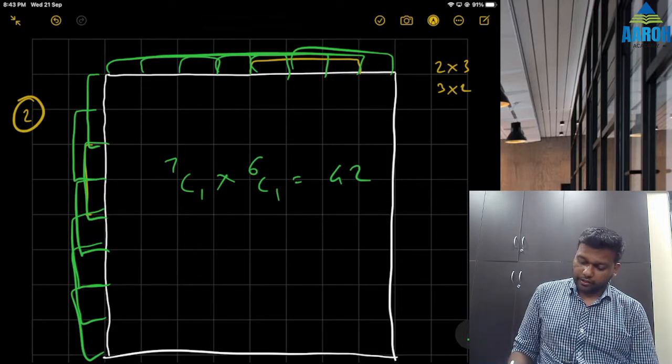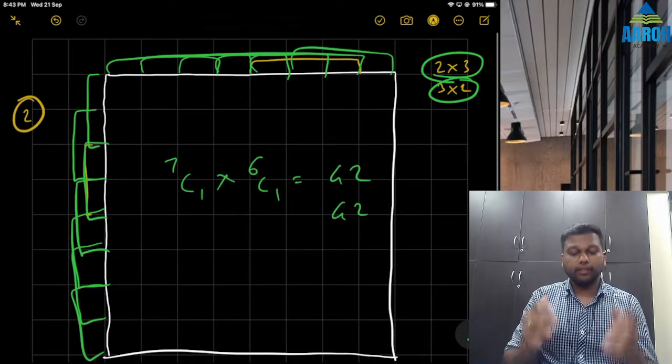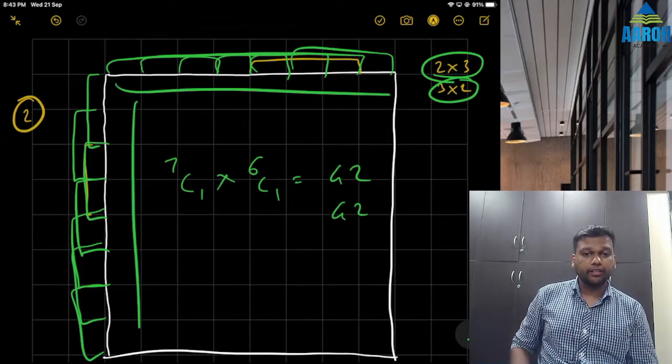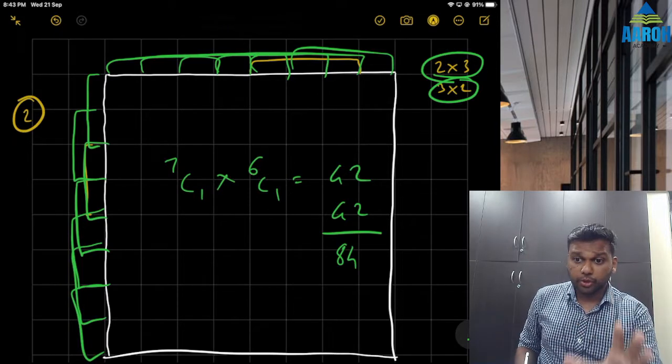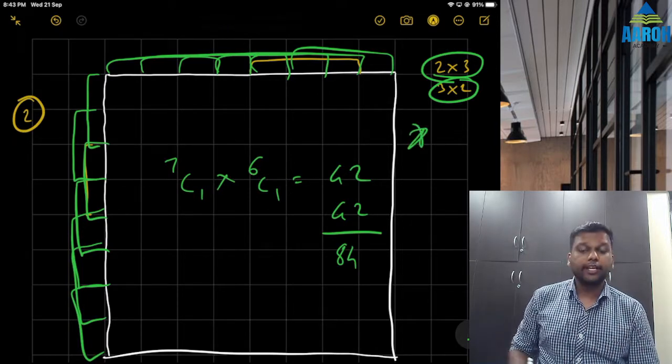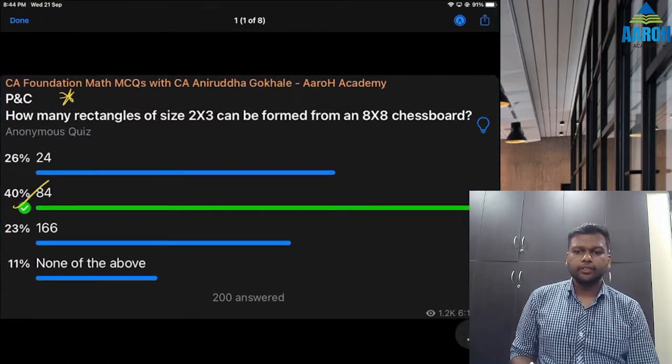Now this is for 2 by 3. Logically, for 3 by 2 it will be the same 42, because this is 8 and this is also 8. So 42 plus 42, our answer is going to be 84. I hope you have understood. If not, let me know in the comments. This was a really good question from the exam point of view as well. So 84 is the answer.